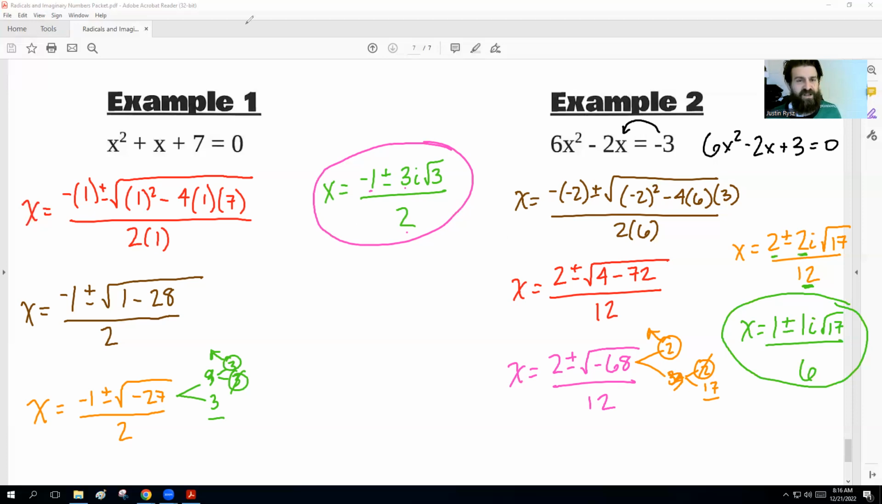Okay. So you guys have a couple practice problems. This kind of wraps up this part here before we get into the meat and potatoes of chapter 5. We're just making sure we remember and understand these properties with radicals and imaginary numbers.